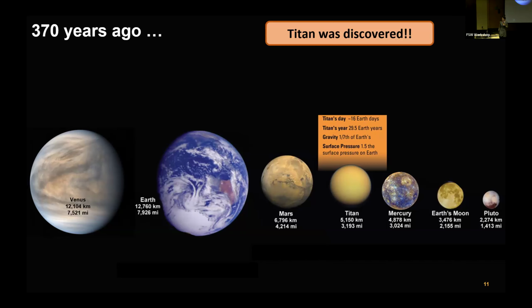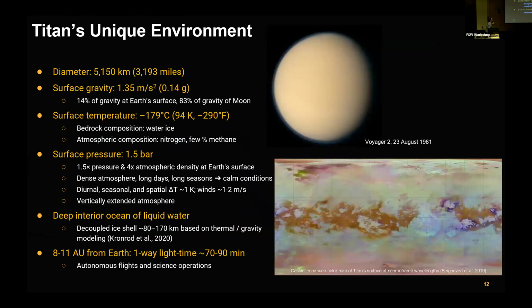Titan is great. Titan is a great planetary body. It's a moon of Saturn. There is a lot of cool stuff about it that I try to summarize here. I guess the main thing is that there is a surface pressure of 1.5 bar, and that we know that there is a deep interior ocean of liquid water. So that's also one of the reasons we want to go there.